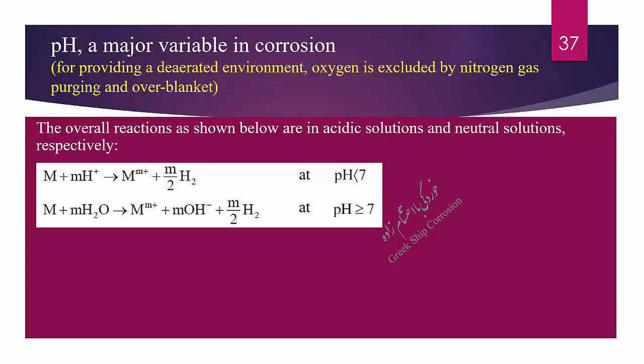The overall reactions as shown below are in acidic solutions and neutral solutions respectively. M plus mH+ react to produce M^m+ plus m divided by 2 mole of hydrogen gas. M plus m mole of water produce M^m+ plus m mole of hydroxyl plus m divided by 2 moles of hydrogen gas. The first reaction is at pH lower than 7. The second one is at pH greater than or equal to 7.